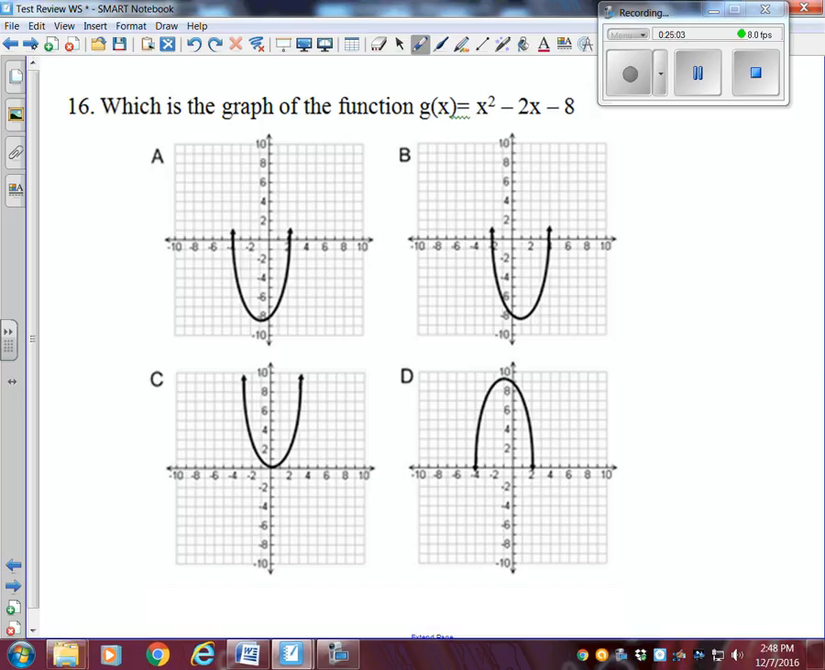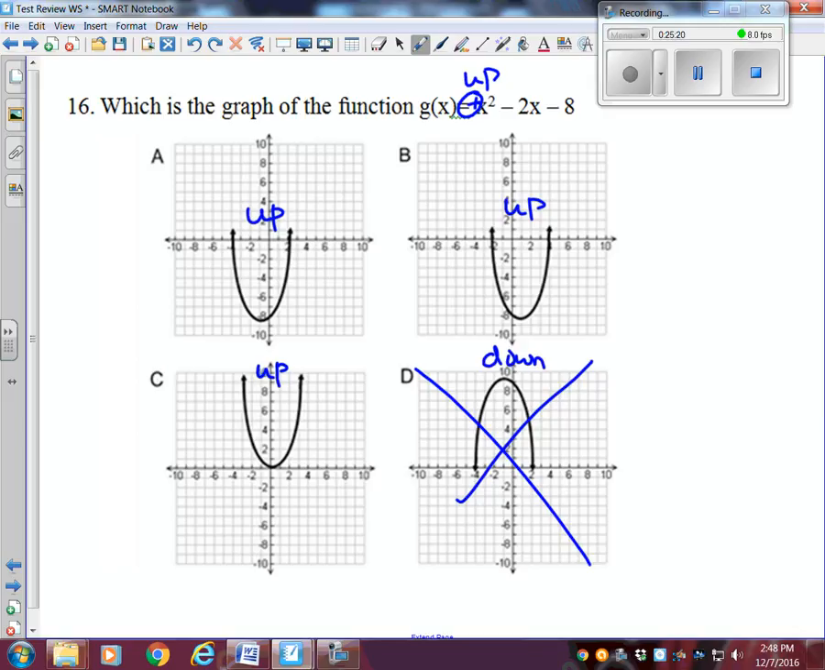Okay, I notice I've got one that turns up, this one turns up, this one turns up, and this one turns what? Well, my x squared term is positive, so that means this one turns up. Right away, I can cross out D.